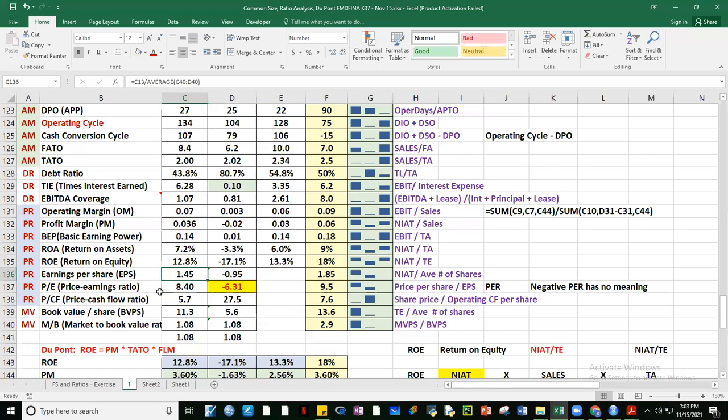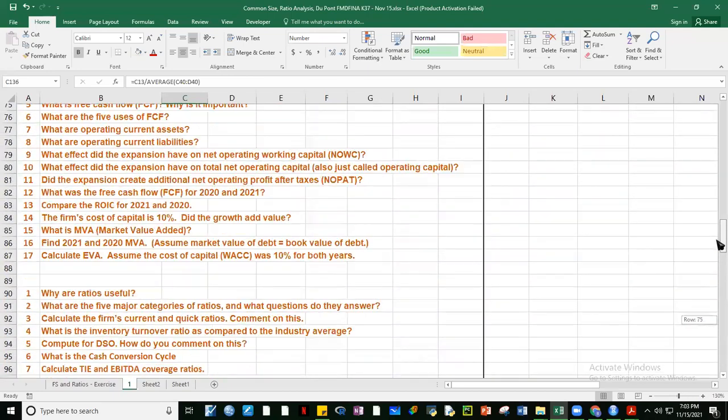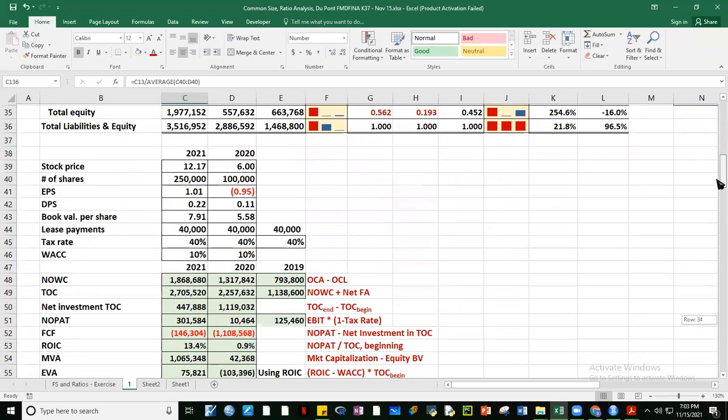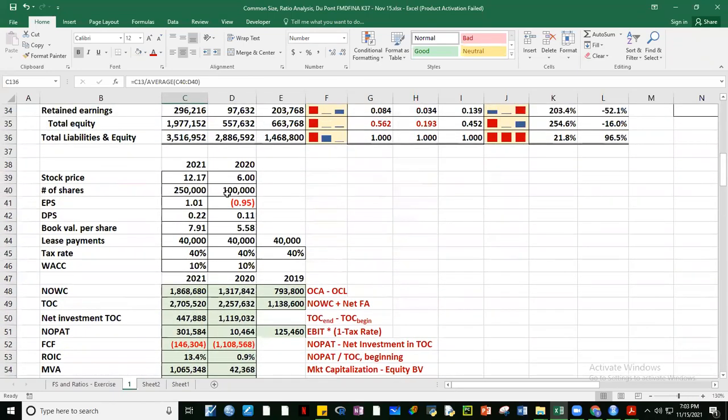Earnings per share. Ano yung earnings per share? Ang formula nito, net income after tax divided by average number of shares. Bakit kinukuha guys yung average number of shares? Okay, tingnan natin yung number of shares. Noong 2020, it was 100,000. Noong 2021, it was 250,000. Ibig sabihin, nag-increase yung number of shares. Ibig sabihin, may mga nag-invest. So, ina-average natin yan kasi hindi natin alam kung kailan nag-invest.